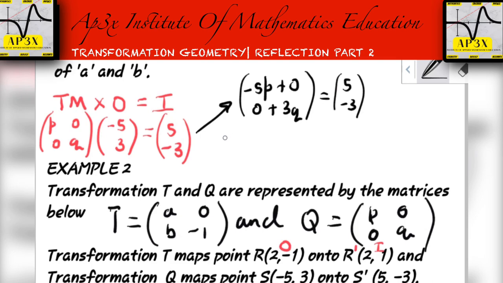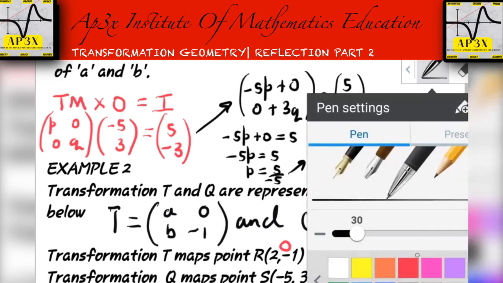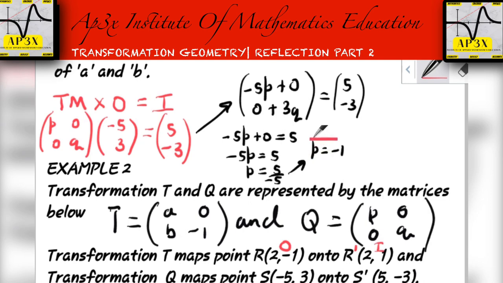So easily then we're going to equate the matrices. We form the first equation, negative 5P plus 0 is equal to 5. When we transpose positive 0, it's going to become minus 0. 5 minus 0 is 5. So we end up with minus 5P is equal to 5. If we divide both sides by minus 5, you find that P is equal to 5 divided by minus 5. Easily then P is equal to minus 1. Let's just put a box around this. That's our value for P.